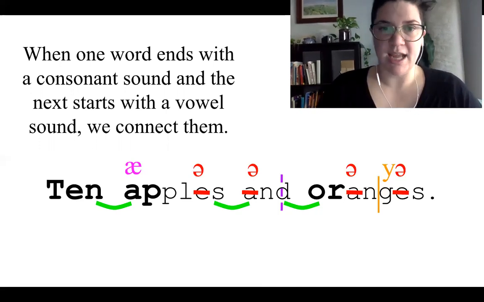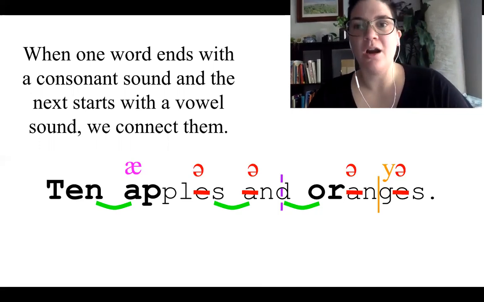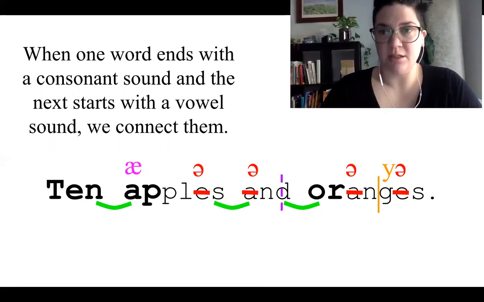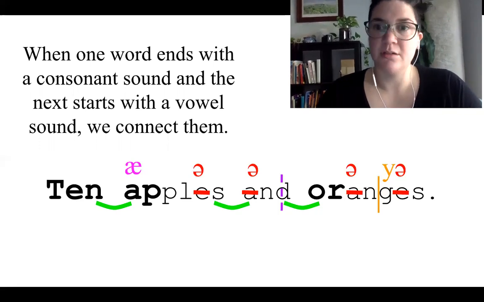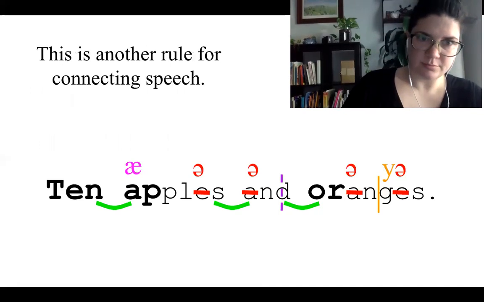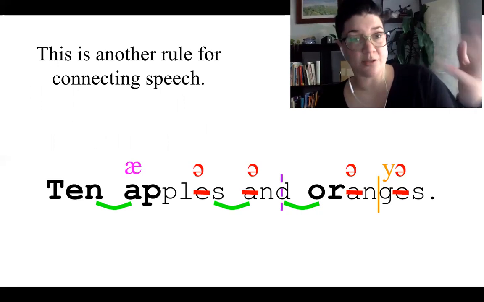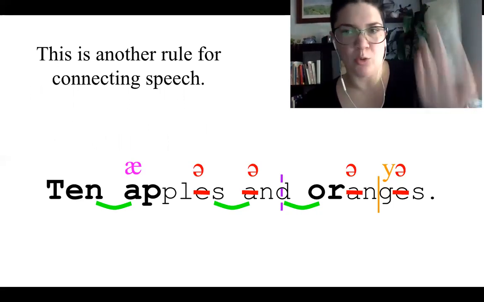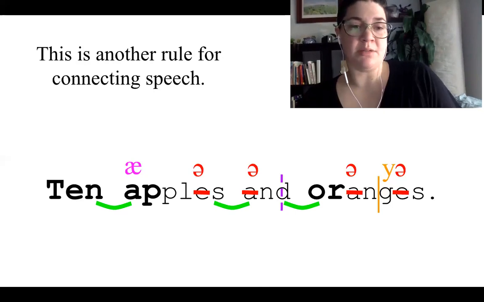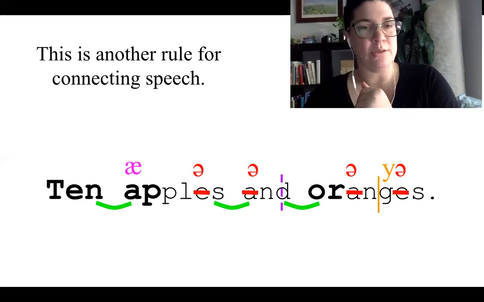And oranges. And are. And are. And are. This is another rule for connecting speech. Esta es otra regla para conectar palabras, sonidos. Cuando una palabra termina con sonido consonante y la próxima comienza con sonido vocal, lo vinculamos.